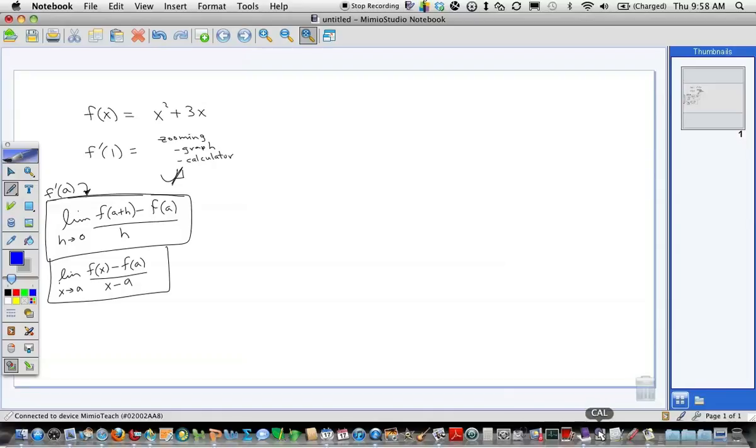All right. There is some other notation for derivative that I want to talk about, but we'll get into that here a little bit later.